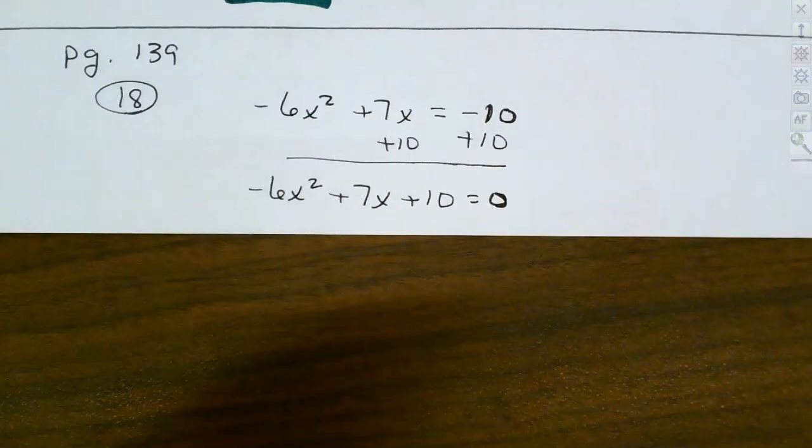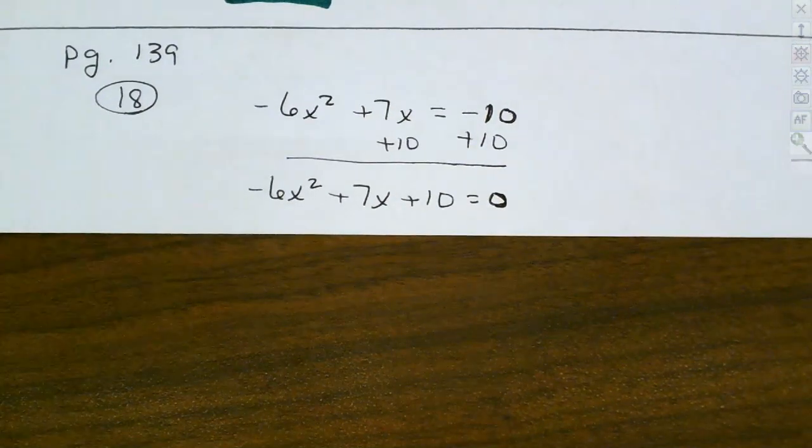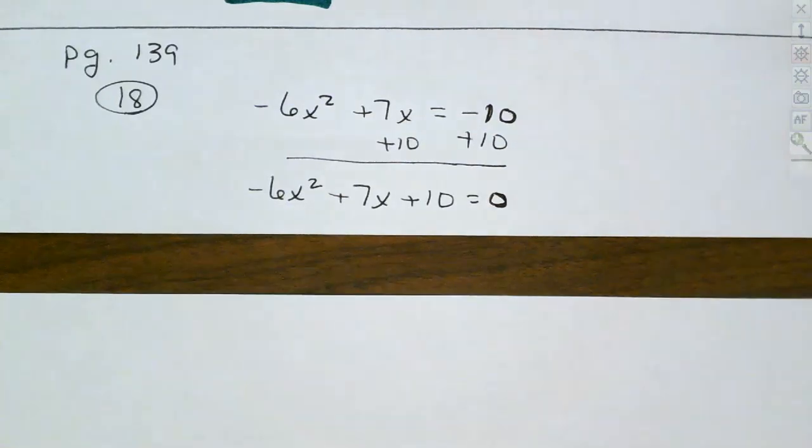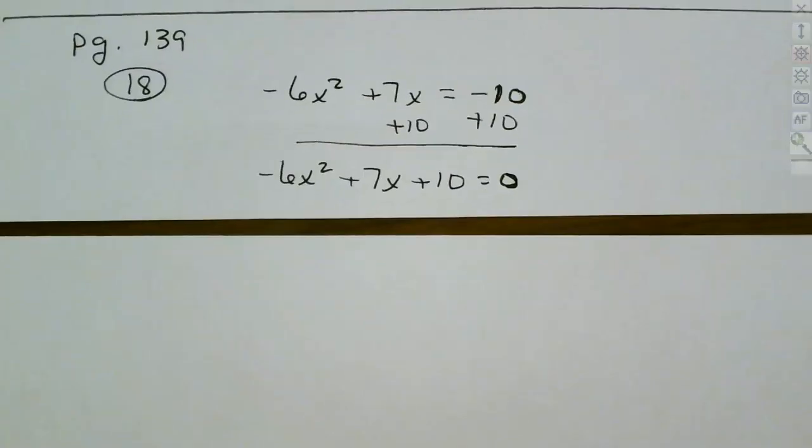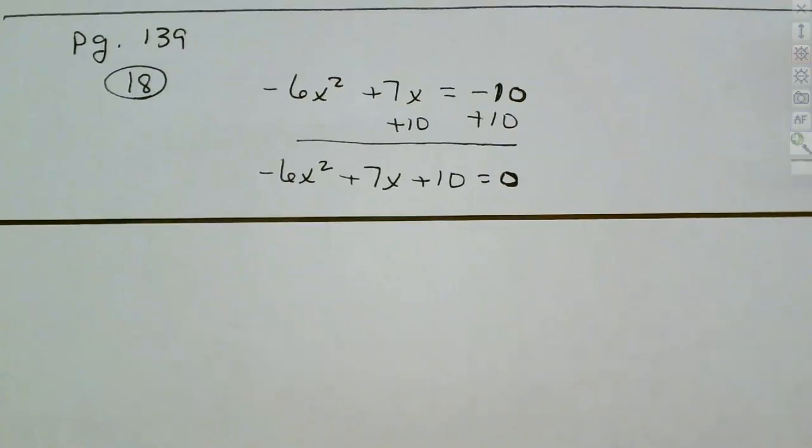Is everyone all right with that? Now this one does have one extra step, and it's not so important with zero factor, but you need to make sure you do this with the quadratic formula. Anytime we start off with an x squared, I want that x squared to be positive.